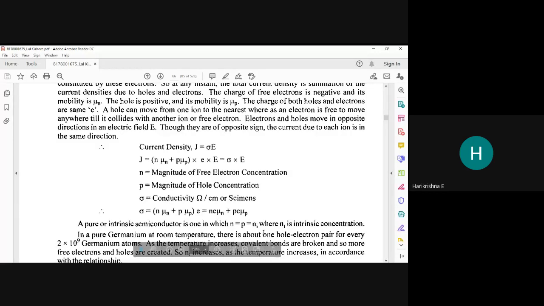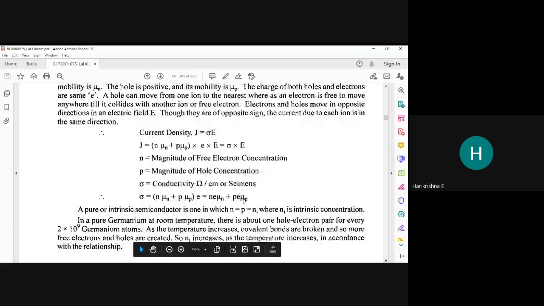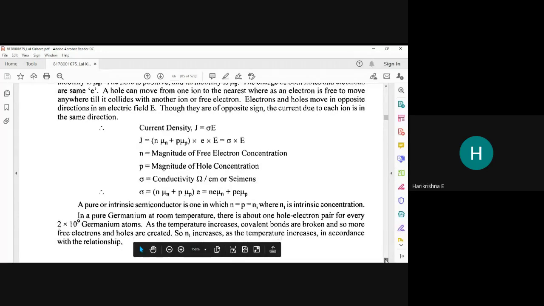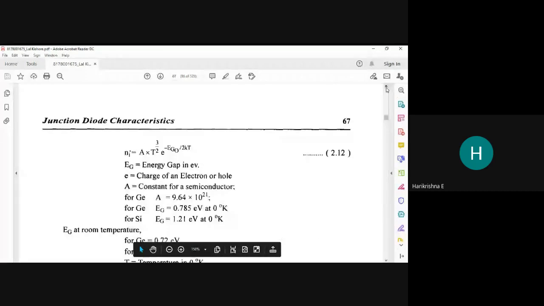Sometimes the conductivity will be defined, the units are Siemens. Here also it is written wrong, ohm per centimeter is wrong; it is mho per centimeter, which is also called Siemens. And see here, a pure or intrinsic semiconductor in which N is equal to P is equal to Ni. Ni is called intrinsic concentration. So the point is given here: Ni is the intrinsic concentration, a new parameter added.